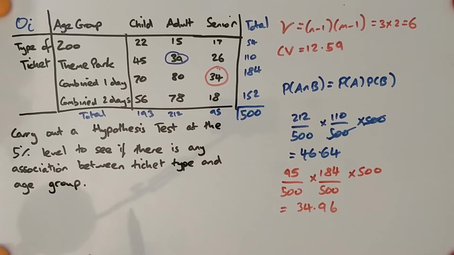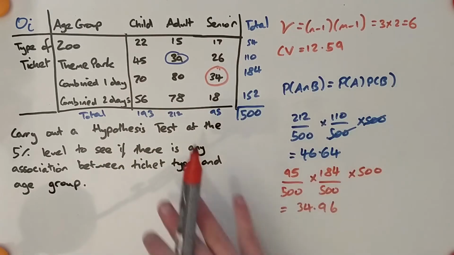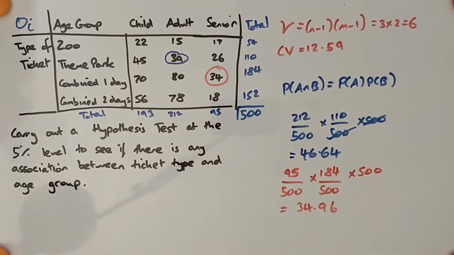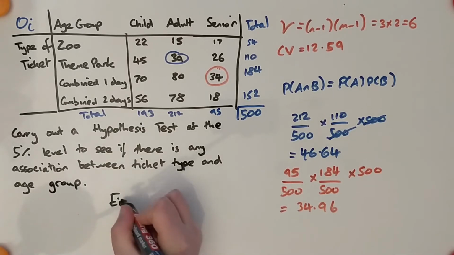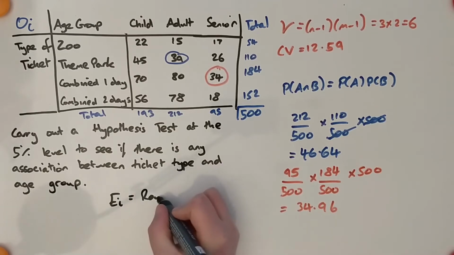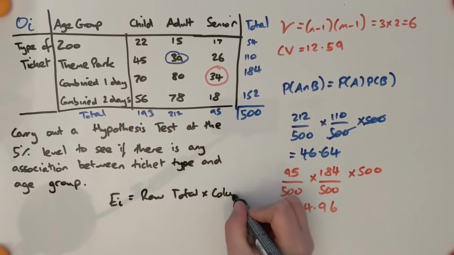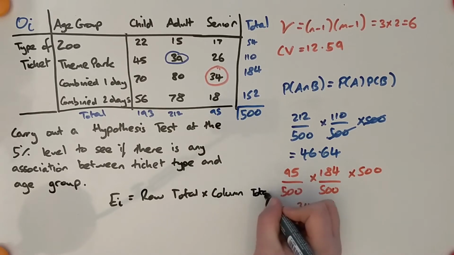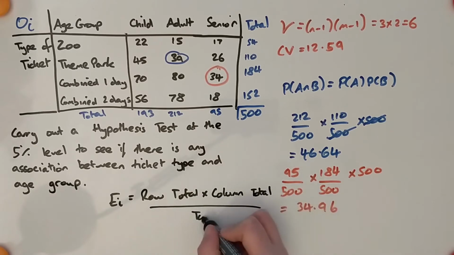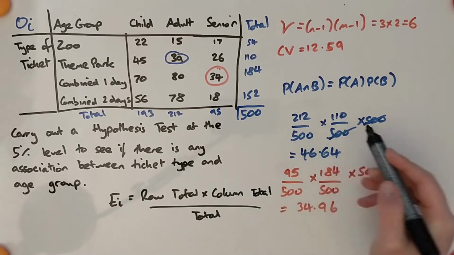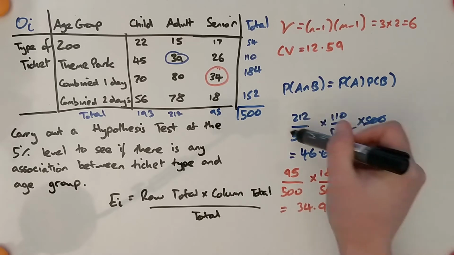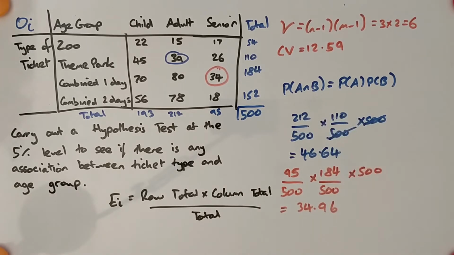Okay, so to work this out, we need another table. We need another table of expected values. And the way we find our expected values, so for my EI, I would just do the row total times by the column total divided by the actual total. Yeah, which should just come from row times column divided by total. Okay, I'm going to just quickly pause it now and do up the table of expected values.